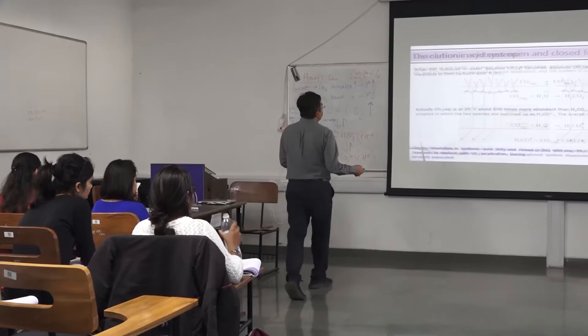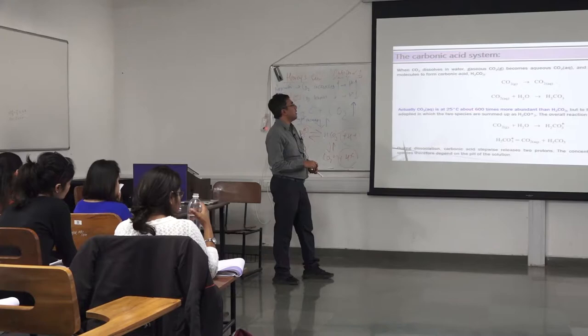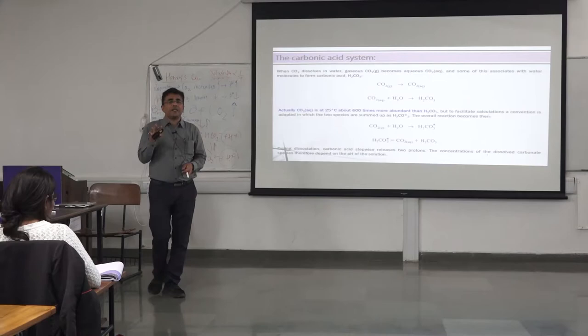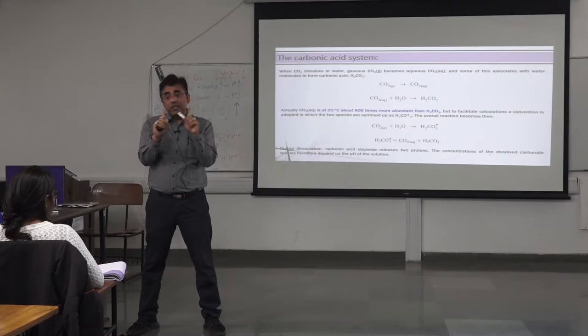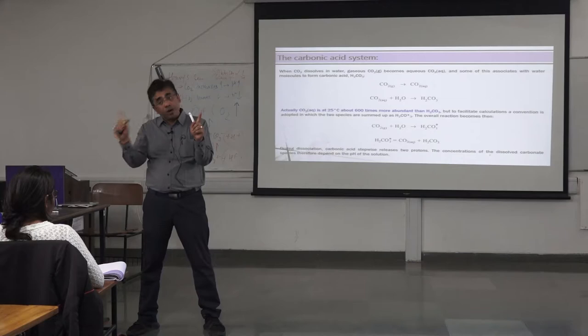actually CO2 at 25 degrees centigrade is about 600 times more abundant than H2CO3. It means the temperature becomes a factor, and even the pressure becomes a factor, because the reaction will be an empirical relation. How many H2O can react with how many CO2? This is just empirical, the relationship, 1:1. 1 mole of H2O can react with only 1 mole of CO2. But is it so? No.